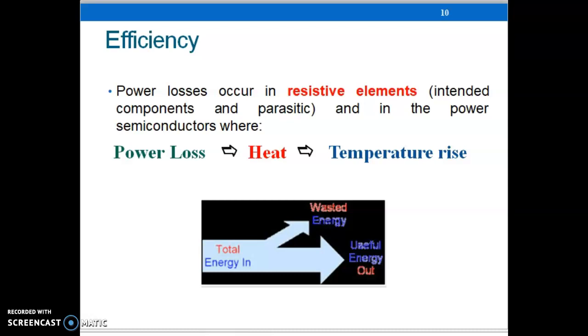So in power electronics, we consider all the power loss as converted into heat, because we can measure the heat in terms of temperature rise. This is what we're going to see in our power electronics application, when we want to design our converters. This is what we have to take into account, the temperature rise of our device or our semiconductor.